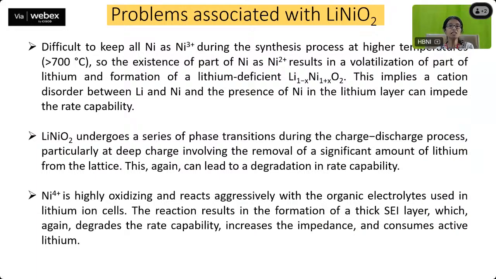And also you have to remember that nickel 4+ is highly oxidizing and reacts aggressively with the organic electrolytes used in the lithium-ion cells. The reaction results in the formation of a very thick SEI layer, which again degrades the rate capability, increases the impedance, and consumes active lithium. So that is why we cannot use fully lithium nickel oxide. We have to add more nickel in the lithium cobalt oxide. So we have nickel-rich NMC cathodes, but we cannot have a complete lithium nickel oxide as the cathode for LIB.